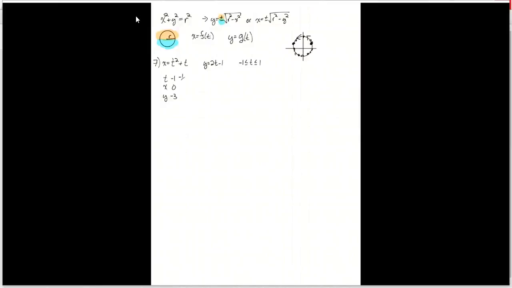Now let's look at -1/2. We're going to get a -1/4, then we're going to get a -2 here. Then let's just do increments of 1/2. So at 0, we're going to have 0 here, and -1. Then we're going to have 1/2, 3/4, 0, and then 1, 2, 1 here. So let's go ahead and plot this.